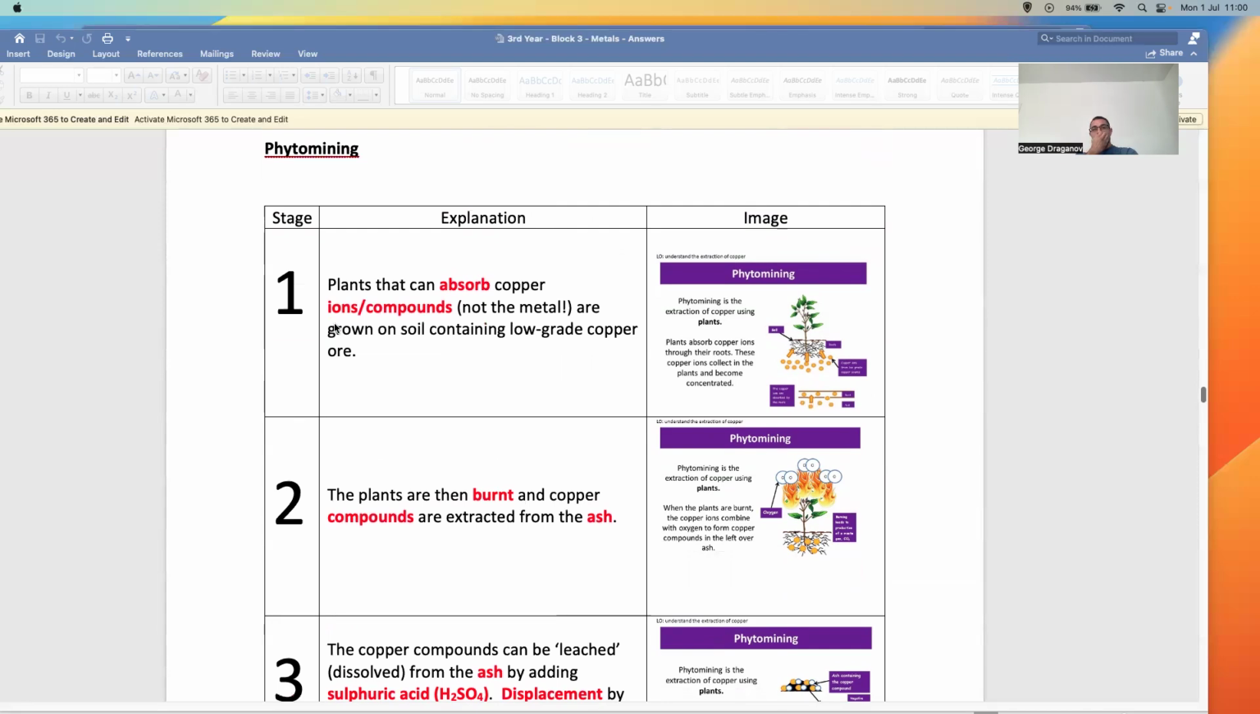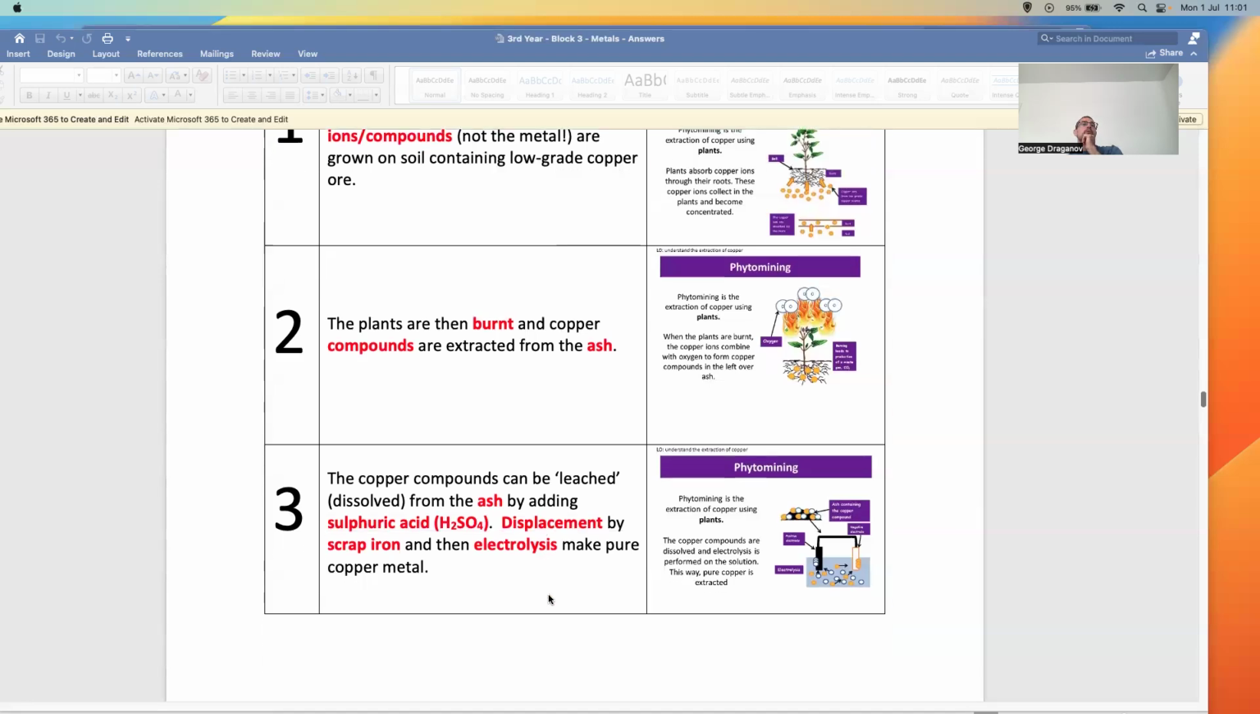You plant these plants on top and they're grown on that soil. What the plants will do is they will absorb the copper ions through their roots, and the copper ions will go into the plant. Don't say the copper goes into the plant, because obviously plants don't absorb metals. The copper ions go into the plants. Now, the plants will then be burnt, and the plant will turn into ash on top of the soil.